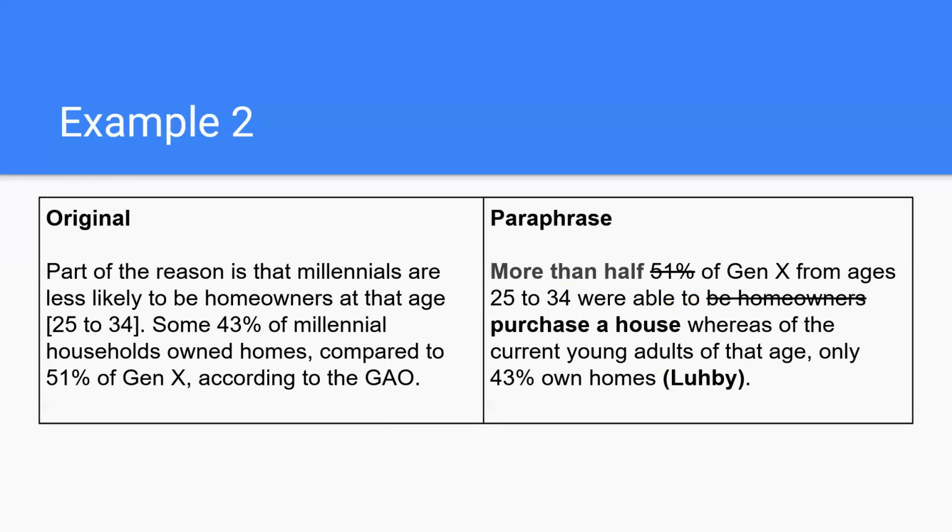And here's an example of some substitutions. So for example, instead of just repeating the original sentence and saying 51%, you could change that to more than half. And again, instead of using the exact same wording from the original sentence to say to be homeowners, you could switch that to purchase a house. These are just a few examples of how you can take the original words and phrases and put them into your own.